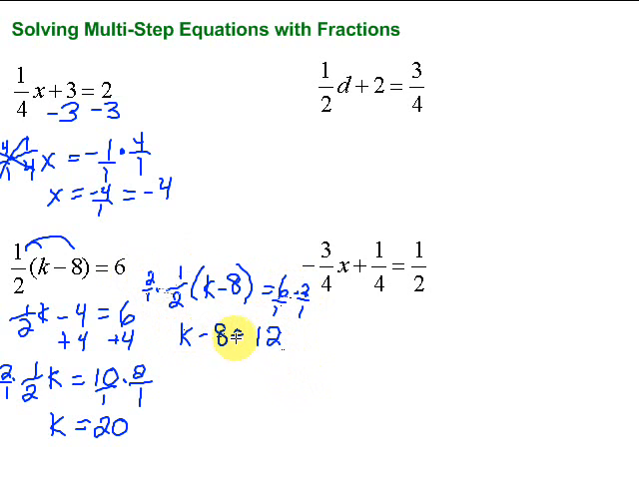Then we just have that -8 to get rid of. To do that, we're going to add 8 on both sides, and we get k equals 20. Same deal.